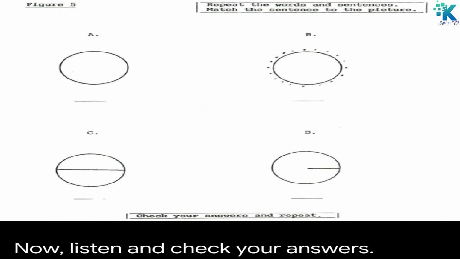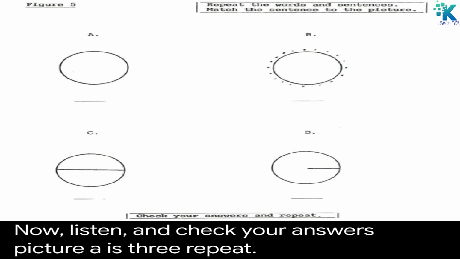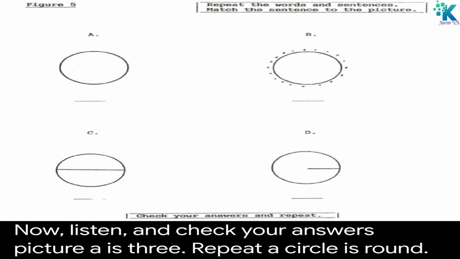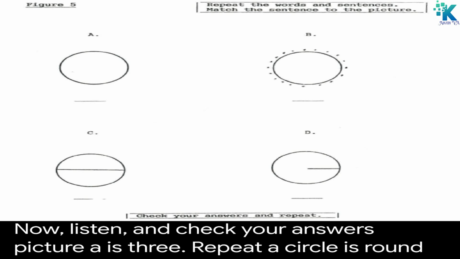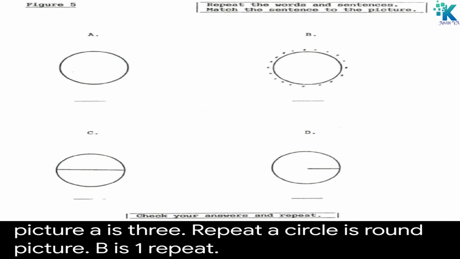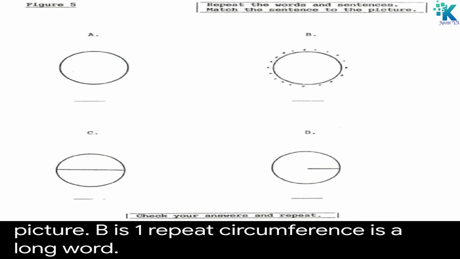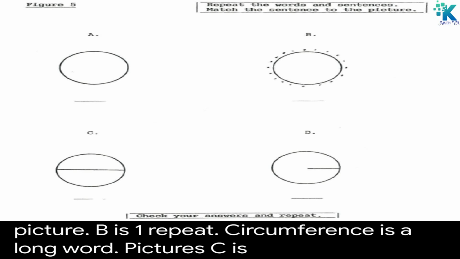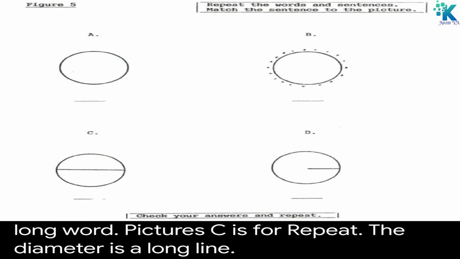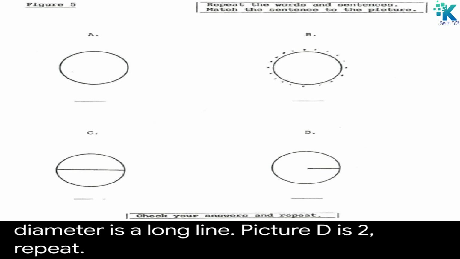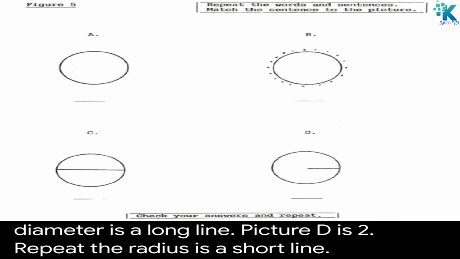Now listen and check your answers. Picture A is 3. Repeat. A circle is round. Picture B is 1. Repeat. Circumference is a long word. Picture C is 4. Repeat. The diameter is a long line. Picture D is 2. Repeat. The radius is a short line.